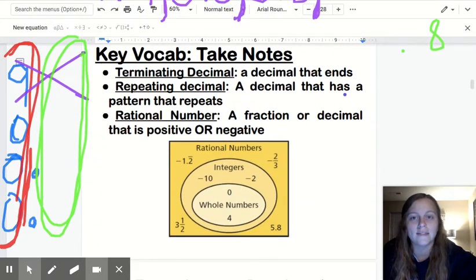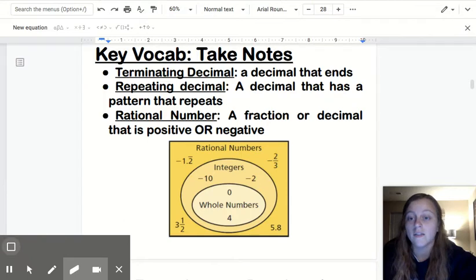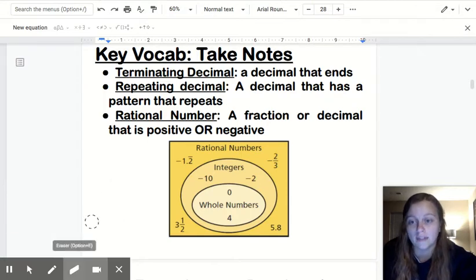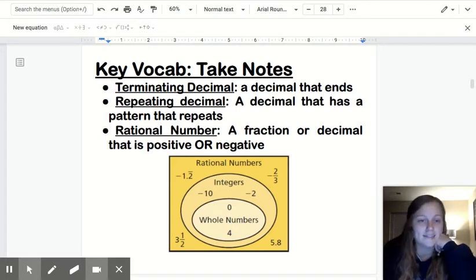We're going to move on to some key vocab for today. So here's some new things that you should take notes on. You should write down: a terminating decimal. This is a term we learned last year. A terminating decimal is a decimal that ends: 0.5, 0.86, 0.72, 0.8754, done.